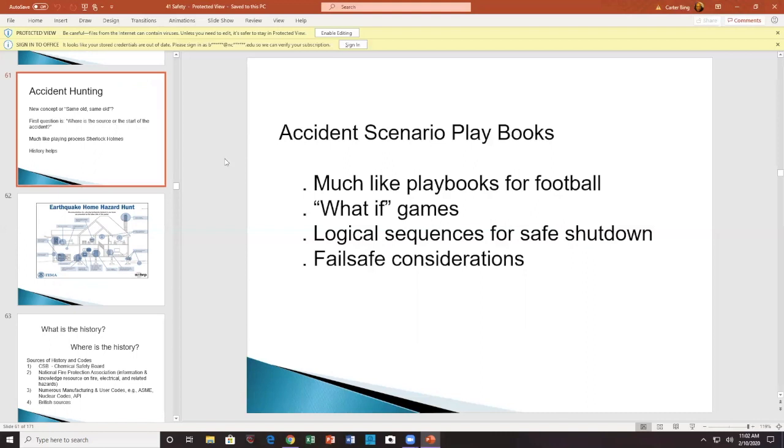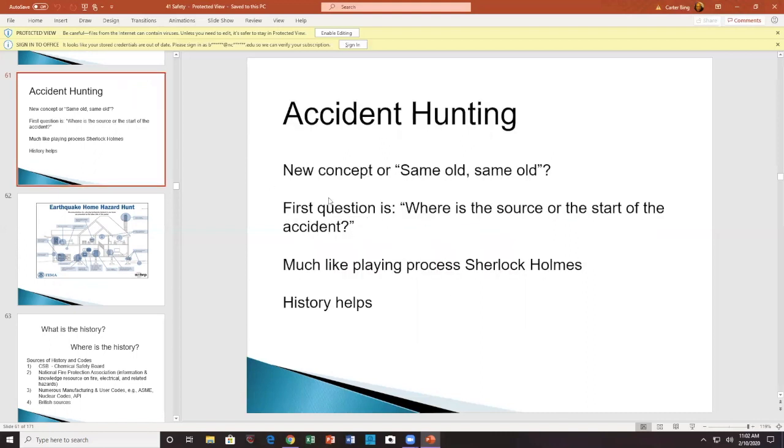Moving ahead, we have accident hunting, okay? I don't know if you all do that or not. New concept, or is it the same old, same old? Same old, same old. Accident hunting. What is the source of the start of an accident? It's much like playing process Sherlock Holmes. History certainly helps, right?